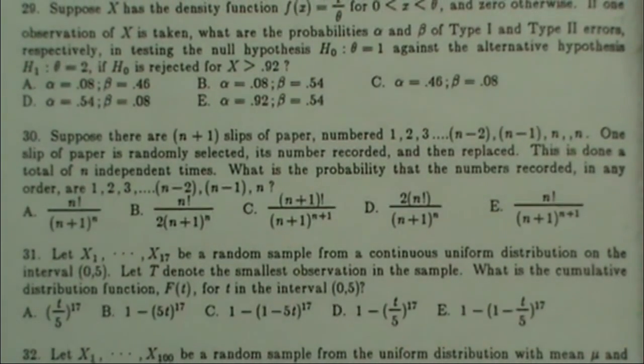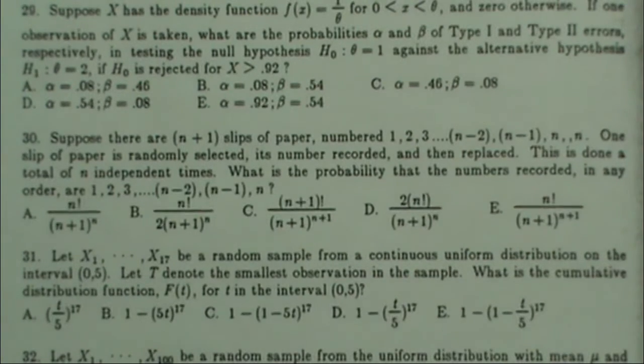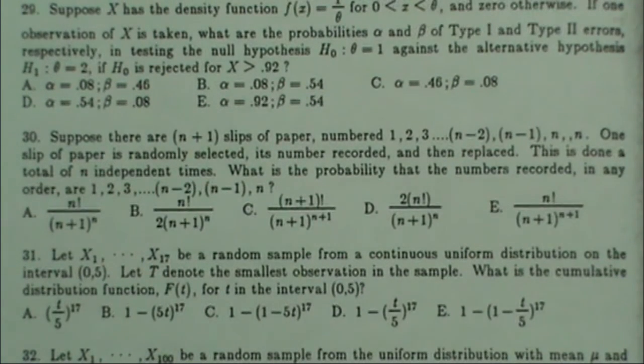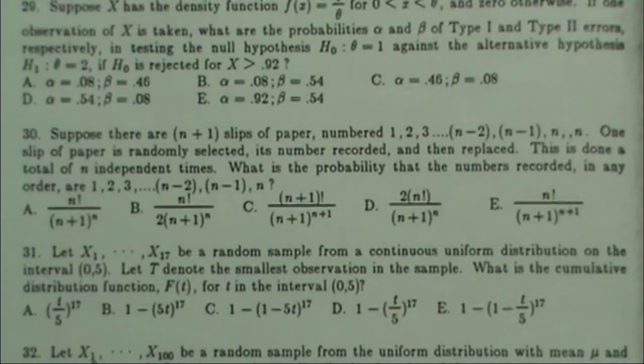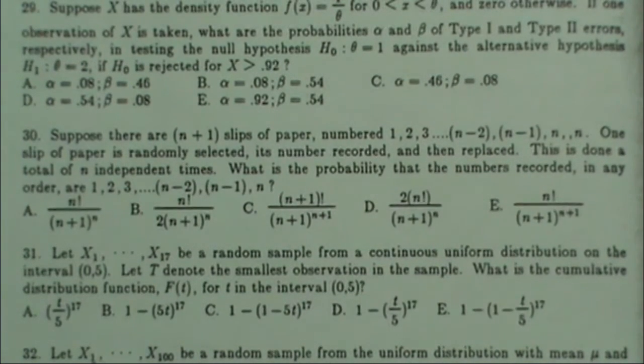Number 30. Suppose there are n plus 1 slips of paper numbered 1 through n, where each piece of paper has 1 through n, and then another piece of paper has an n on it. So there's 2 n's. One slip of paper is randomly selected, its number recorded and then replaced. This is done a total of n independent times. What is the probability that the numbers recorded in any order are 1 through n?